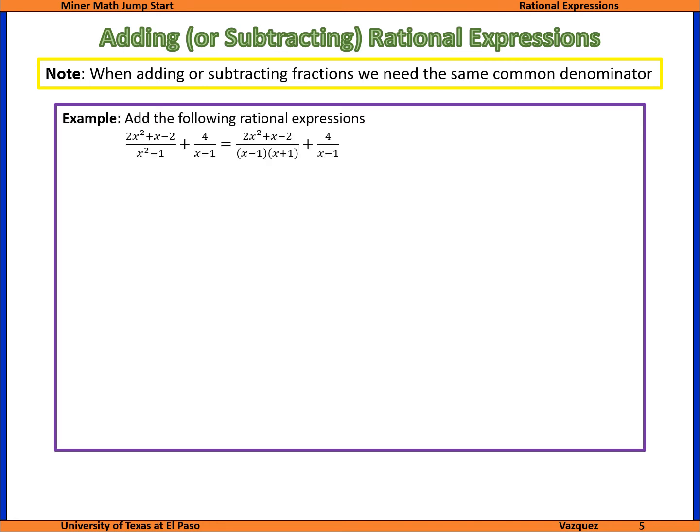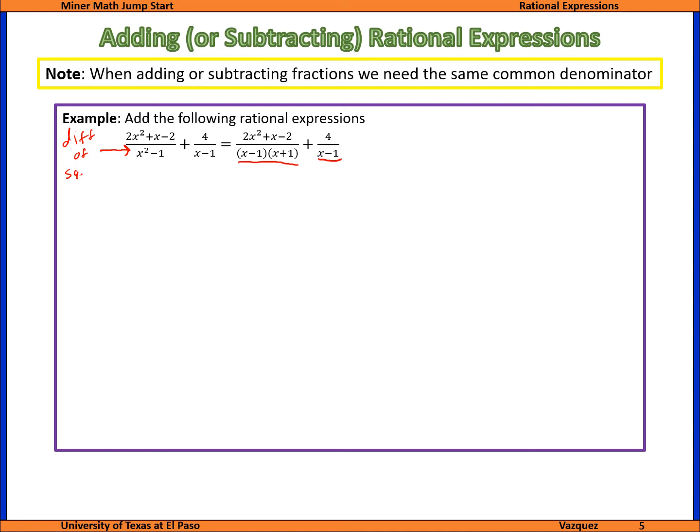Say they were asking us to add the following rational expressions. So here I went ahead and did the first step. I went ahead and factored x squared minus 1. If you remember from the last slide, this is a difference of squares. So that factored to x minus 1, x plus 1. Now here, x minus 1, x plus 1 is a denominator, and over here we only have x minus 1 as a denominator for that fraction.